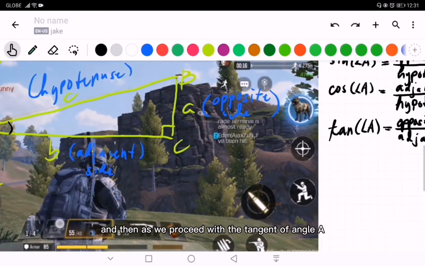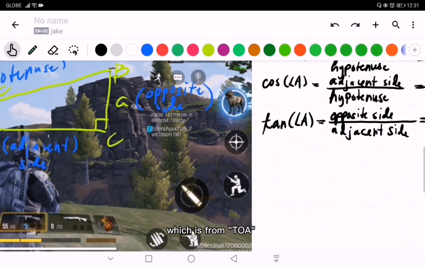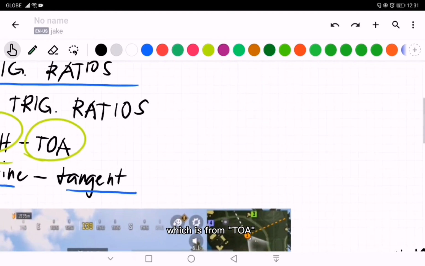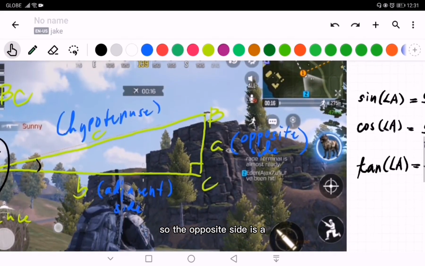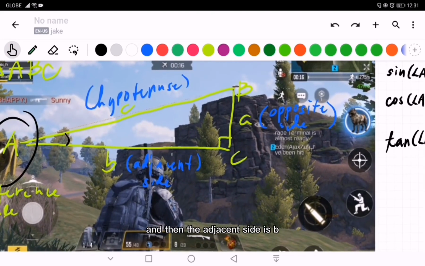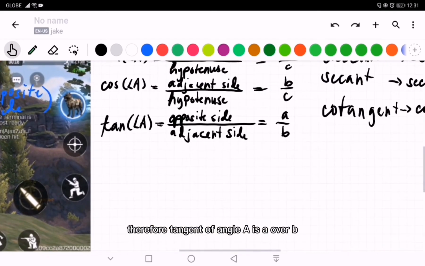And then as we proceed with the tangent of angle A, which is from TOA, we have the opposite side over the adjacent side. So the opposite side is A and then the adjacent side is B. Therefore, tangent of angle A is A over B.